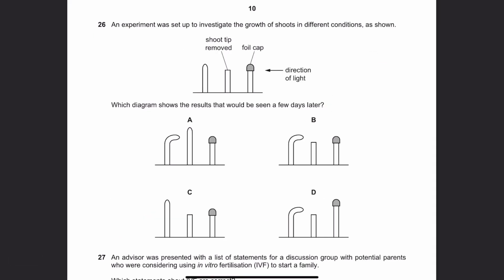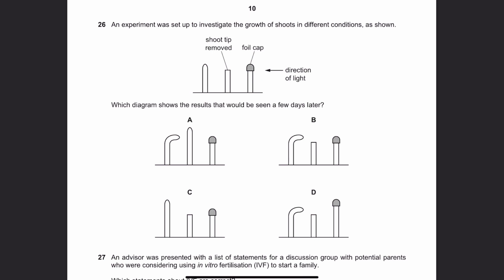Number 26. An experiment was set up to investigate the growth of shoots in different conditions as shown. Which diagram shows the results that would be seen a few days later? Okay. Looks like we got some plants here, and there are three types of plants. One, just normal. Another one with the shoot tip removed, and the last one has a foil cap on it. Okay, so it looks like this guy is not receiving the light on its tip. And this guy certainly can't because it just lost the shoot tip. But the other parts can still receive the light. Okay?